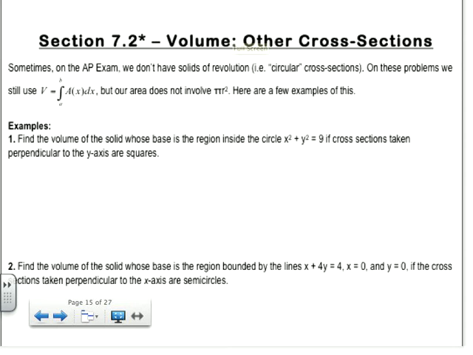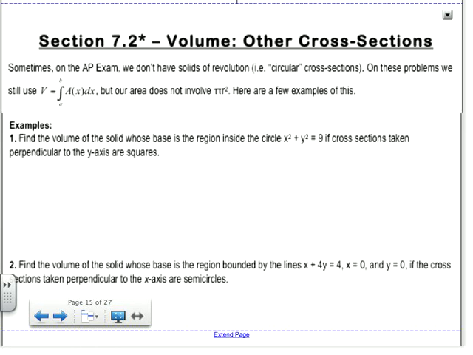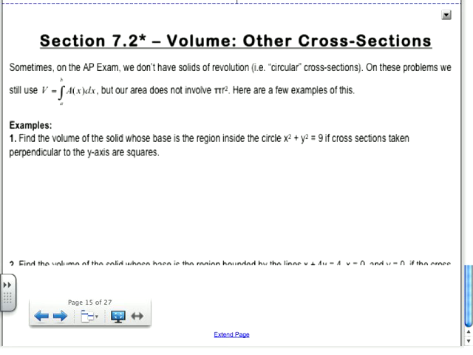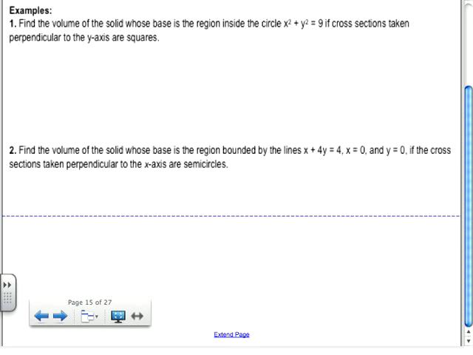So number 2 says, find the volume of the solid whose base is the region bounded by the lines x plus 4y equals 4, x equals 0, and y equals 0. And the cross sections taken perpendicular to the x-axis are semicircles. So let's see what we're talking about here.